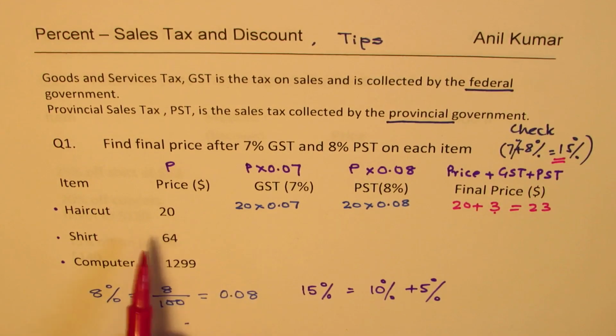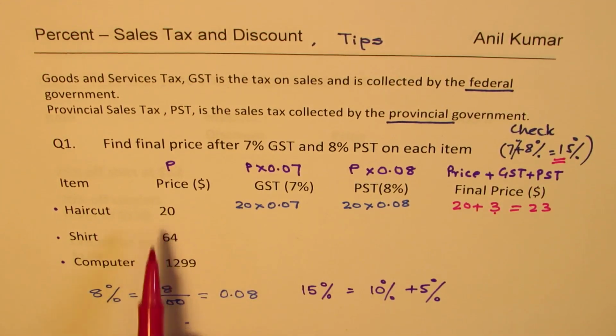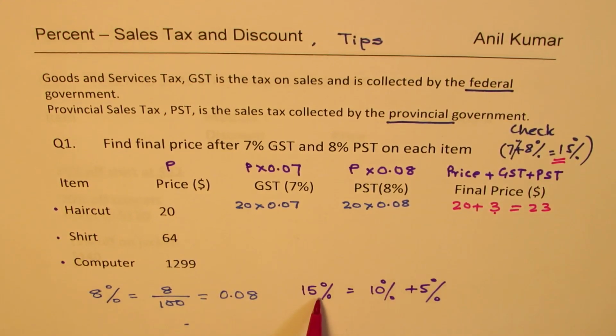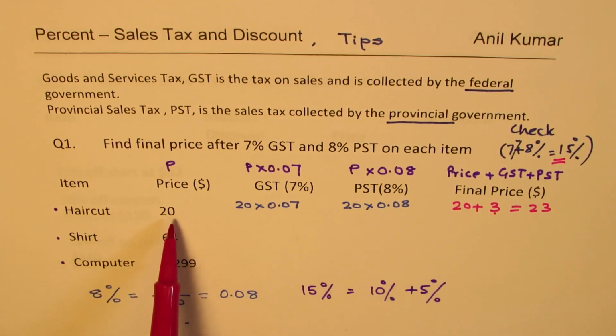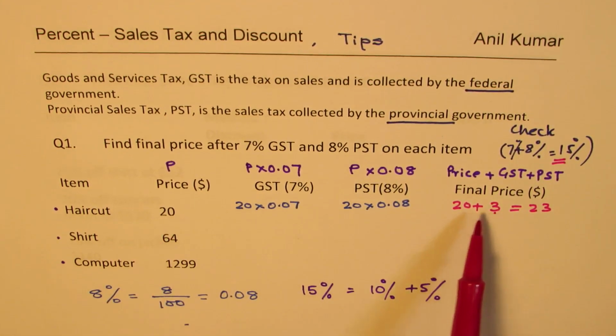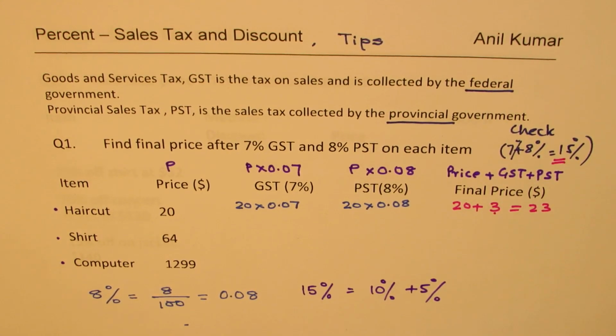We'll see the calculation, but you understand how. We got 15%. 10% of 20 is 2, and 5% is half of 2, which is 1. So 2 plus 1 is 3. That will be added. We expect 23 as our answer. Do you get that part?